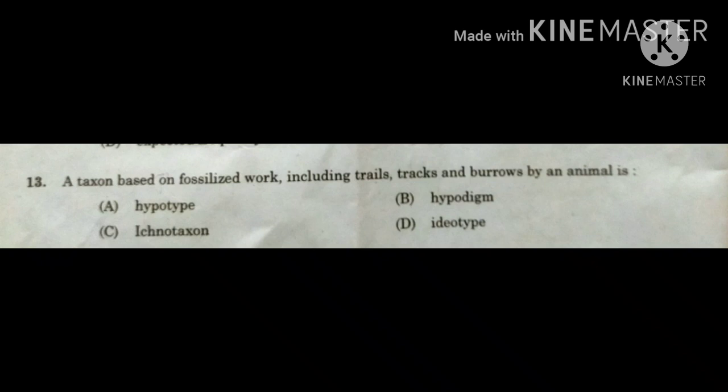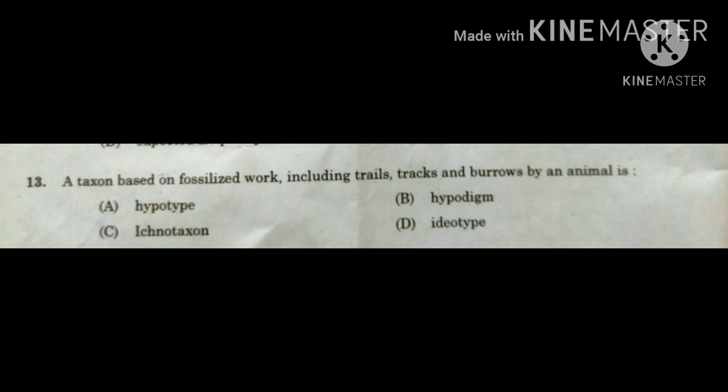Option A is hypotype, option B is hyponym, option C is ichnotaxon, and the final option is idiotype. Look at the first option, that is hypotype. Hypotype is a type specimen which is used to describe the plants and animal.